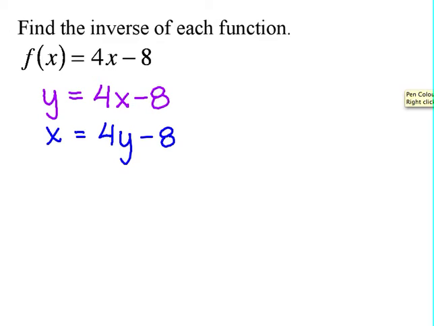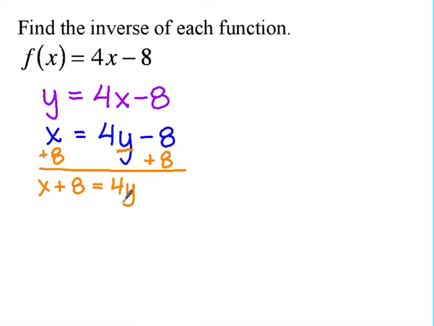Step 3 is to solve for y. So that means I want to get this y all by itself. So the first thing I need to do is add 8. So I end up getting x plus 8 equals 4y. What do you do now to solve for y? Divide by 4. Very good. So on the left side, I get x plus 8, all divided by 4, equals y. That's step 3.